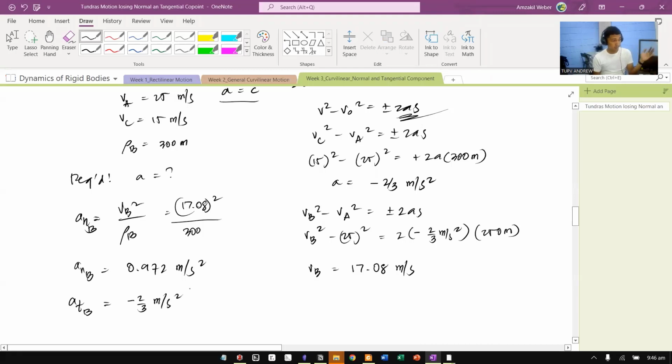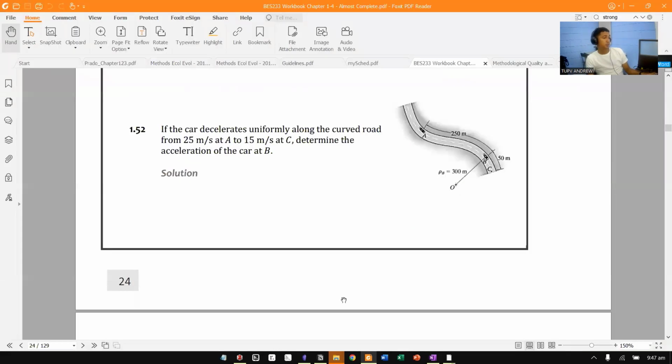Alright, we have normal, we have tangential. The next thing that we can do is solve for the resultant: 1.18 meters per second squared. So now let's go back to the question. The question is determine the acceleration of the car at B. When we say acceleration, automatically it's magnitude and direction. And let's specifically ask them to determine the magnitude of the acceleration.